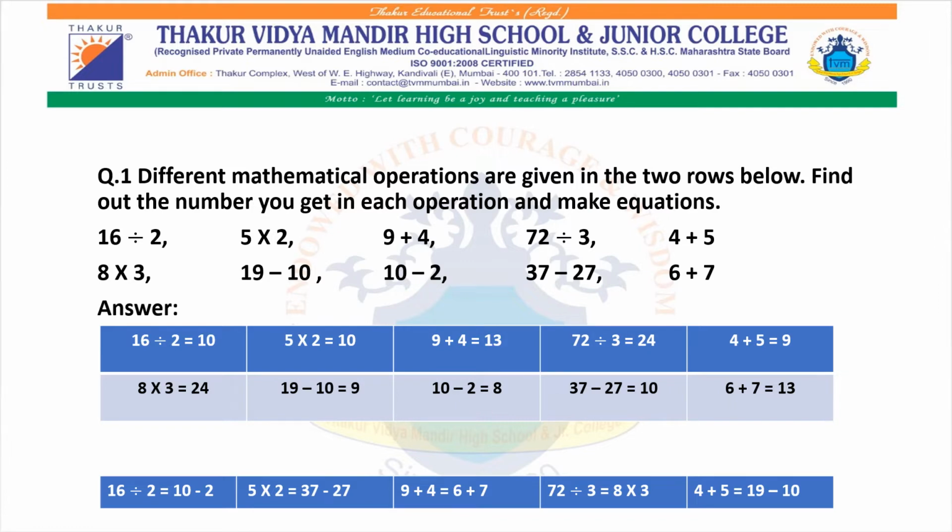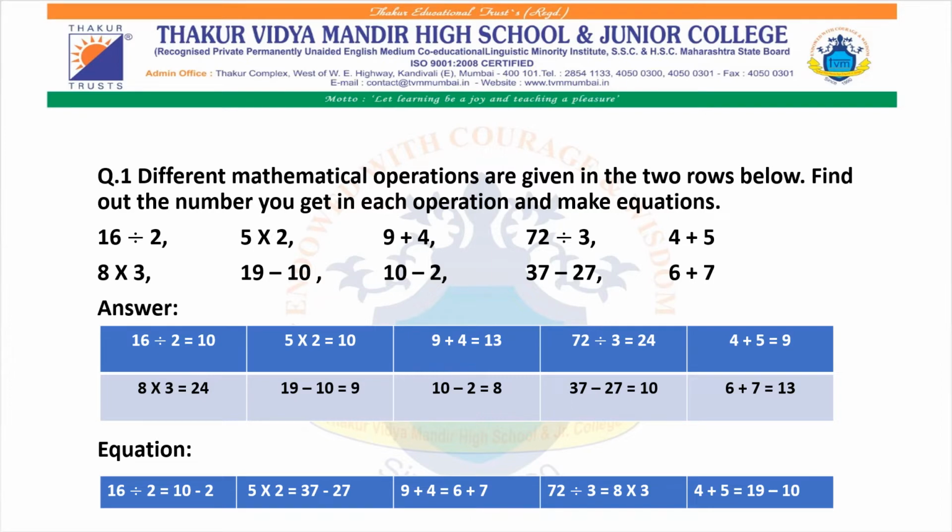Answer. First we will find the solution of each operation. 16 divided by 2 we are going to get 8. 5 into 2 is 10. 9 plus 4 is 13. 72 divided by 3 is equal to 24. 4 plus 5 is equal to 9. 8 into 3 is equal to 24. 19 minus 10 is equal to 9. 10 minus 2 is equal to 8. 37 minus 27 is equal to 10. 6 plus 7 is equal to 13.